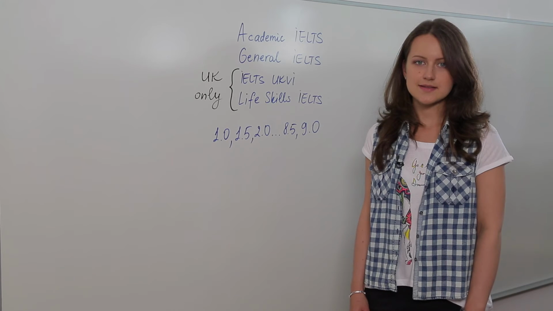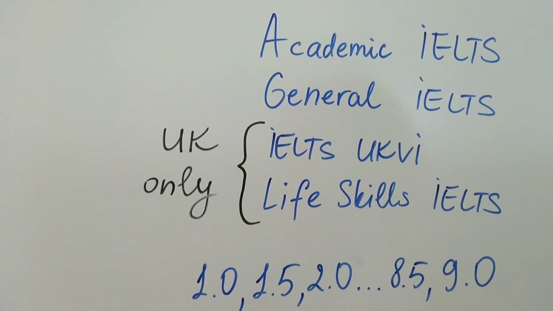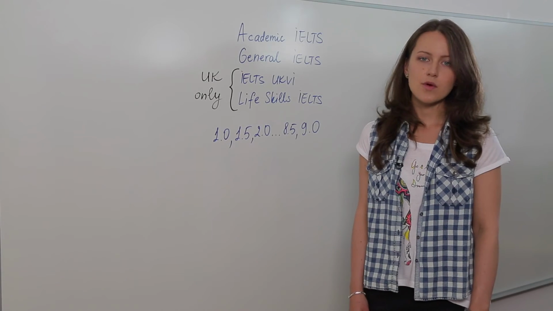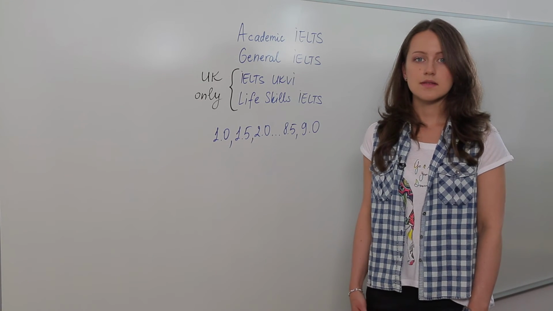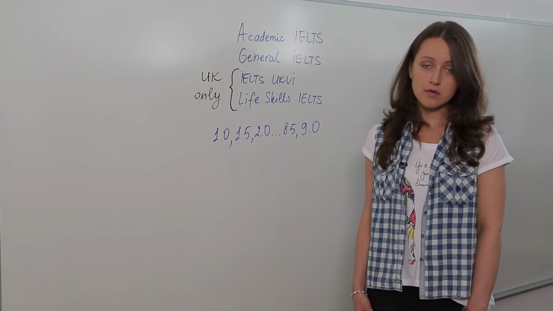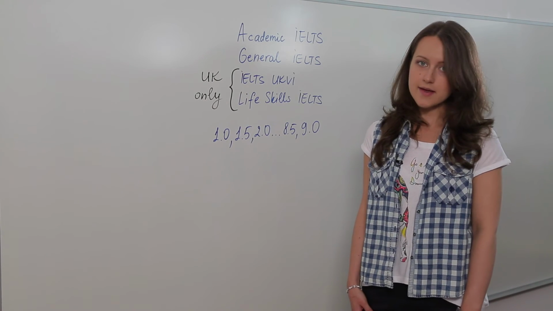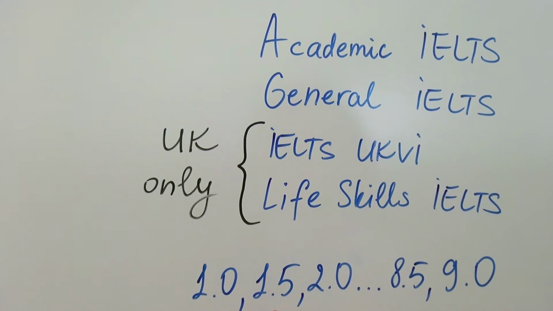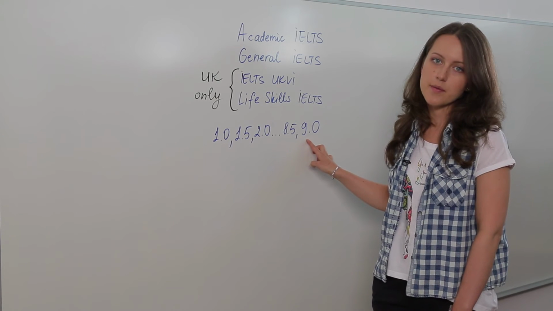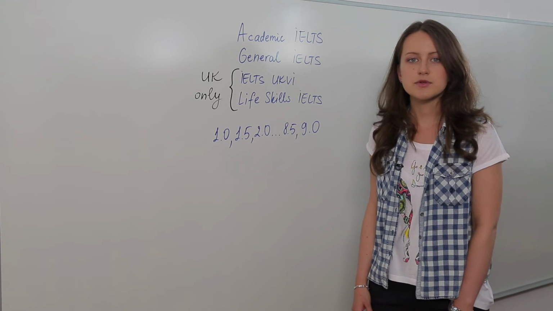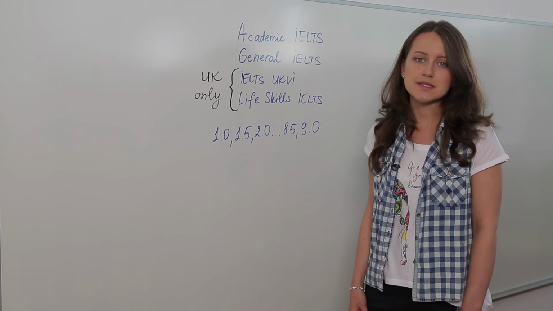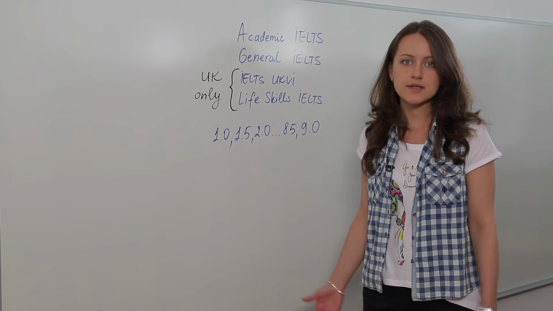On any IELTS test, you can obtain a score from 0 to 9. This score is called a band score. Why is it called a band score? Because the score changes with an interval of 0.5, so you can get 1.0, 1.5, 2.0, and so on, up to 8.5 and 9.0. 9.0 is the maximum score, which indicates that you are an expert user of the English language. You can use it in virtually any environment.